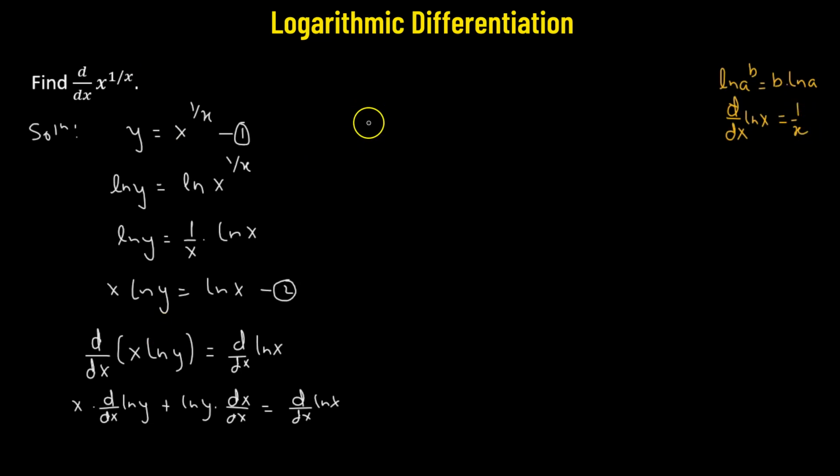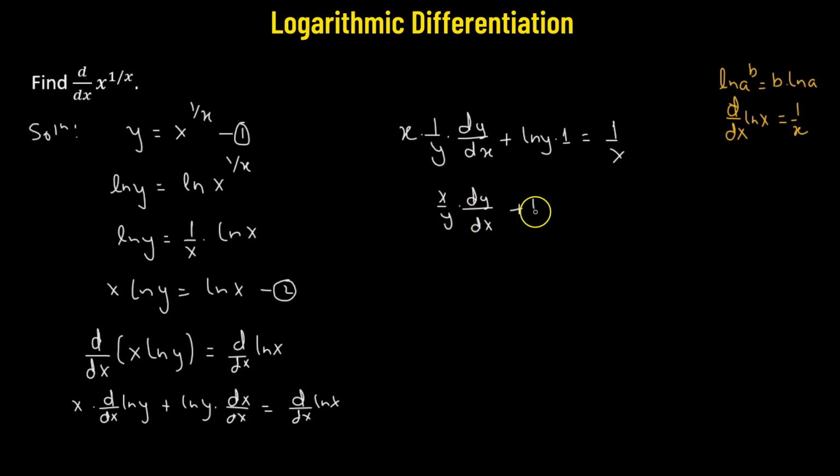Now here we'll have x multiplied by log of y instead of x, so that's fine. What we can do is have 1 over y, but since we have a y here instead of an x, we'll use the chain rule and multiply it by derivative of y with respect to x, plus log of y times derivative of x with respect to x, that's always 1, which will be equal to derivative of the logarithmic function, which is 1 over x. So that gives us x over y multiplied by derivative of y with respect to x plus log of y equals 1 over x.